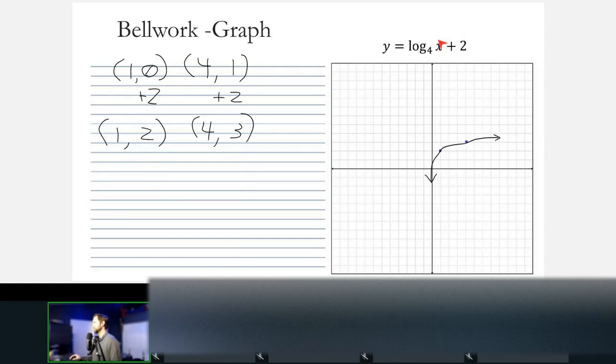Yeah, because there's no parentheses around the x plus 2, we are only logging the x, and we're not logging x plus 2. Now, if there's parentheses around it, then yes, it would be a horizontal shift to the left 2 units. But yeah, this is our vertical shift. We are only logging this x. Very good, everyone.